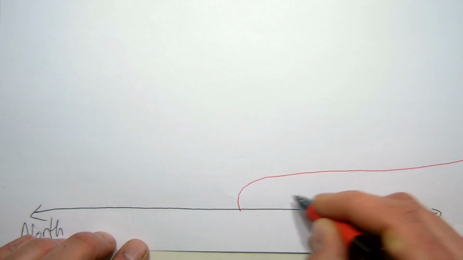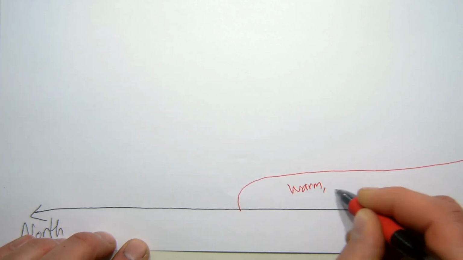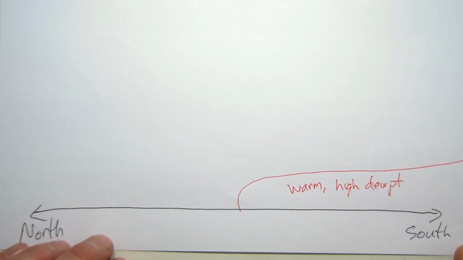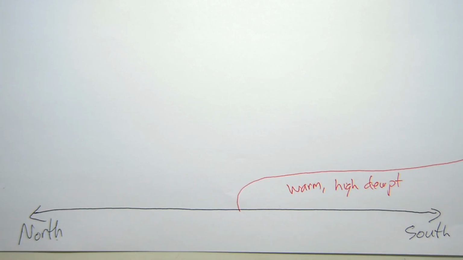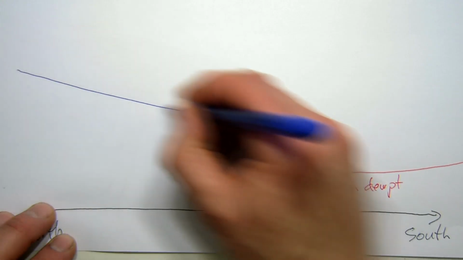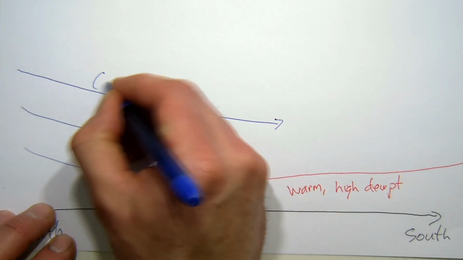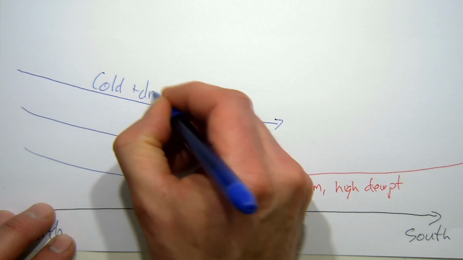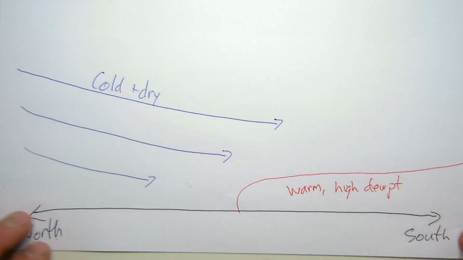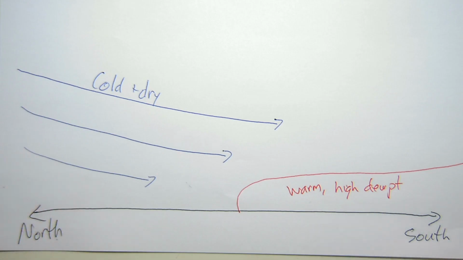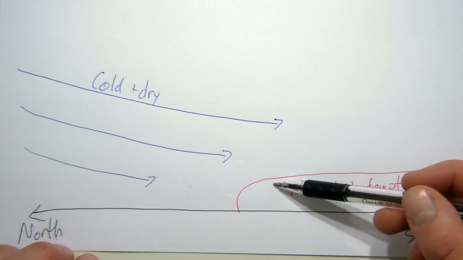Well, it's going to be very warm, and it's going to have very high dew points, right? So a lot of water in that air. Air from the north is coming down from Canada, and it's going to be very cold and very dry. Okay, so we've got cold and dry coming from the north. So if these two air masses come together, there's going to be a place kind of in the middle where you have warm air on the bottom and you have cold air on top.